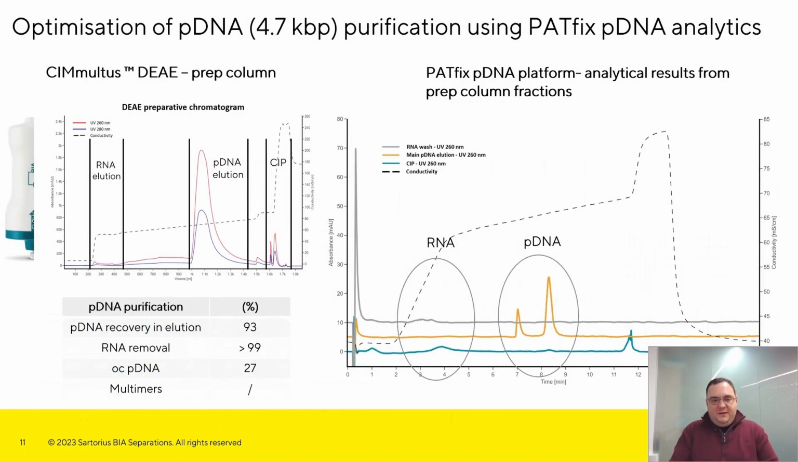Once you have the pDNA lysed, of course, it's time to purify it. And here we encounter our Simultus DAE prep columns, where we've put the lysis solution on the column and had three different fractions: the RNA elution and wash, the pDNA elution, and the cleaning in place fraction. All three of these we've analyzed with our PATfix pDNA platform, and the data you can get out of it is, of course, the pDNA recovery, RNA removal, and OC pDNA content, so in percentage. This allows you to have a very robust way of tracking your recoveries and process performance. Another thing, of course, to mention here is that with RNA, removing it before you go into your mRNA process is of critical importance.